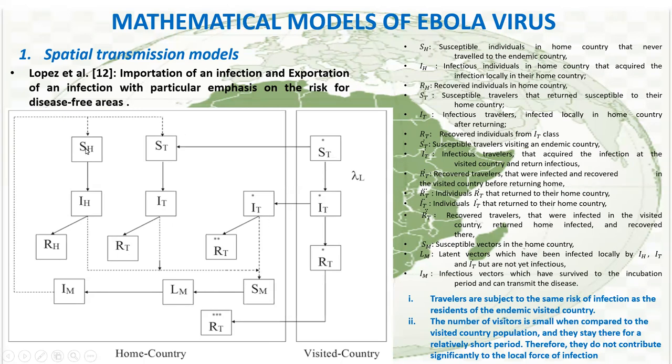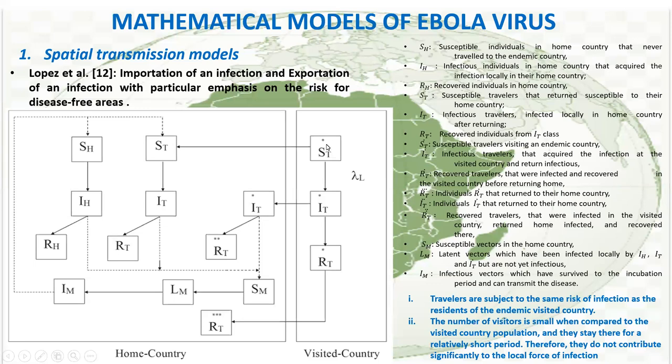So this S_H has to do with the human population, which is the SIR model: susceptible, infected, and recovered. They also consider S_H, which has to do with people that are in the endemic country where the Ebola virus is, while S_T has to do with people that are returning to their home country: susceptible travelers returning to their own country. The same thing goes for the infected and recovered.